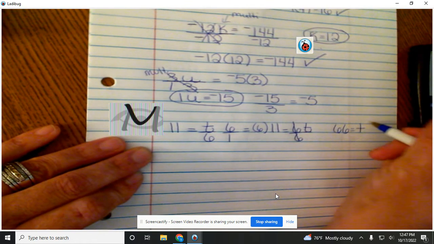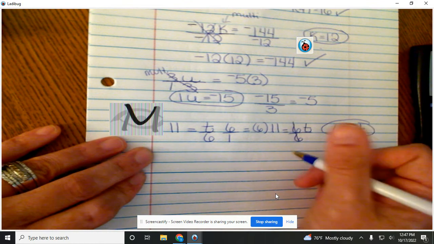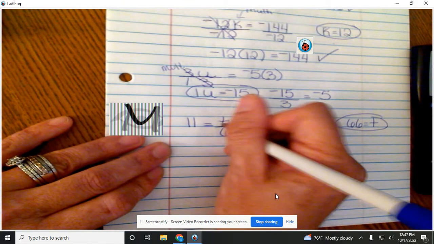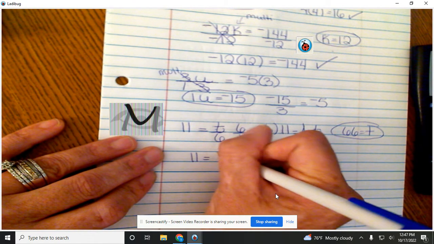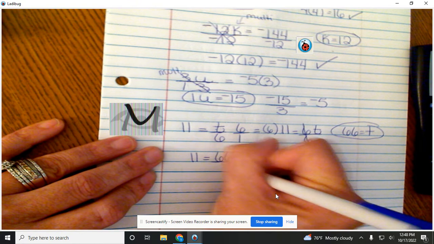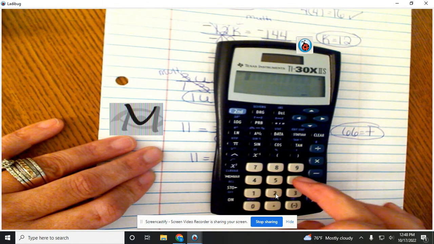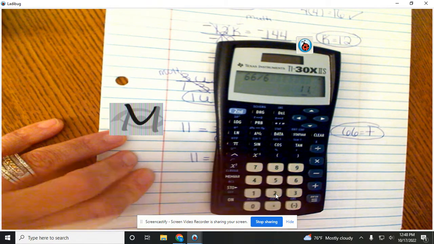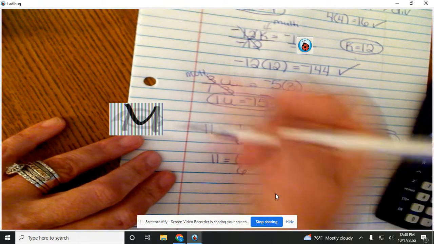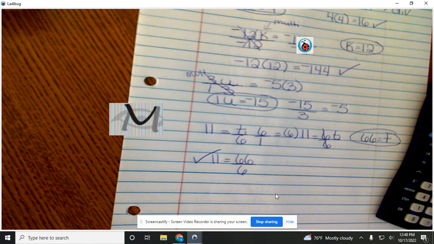To double check your work, to make sure you did it correctly, if this was a true statement, you're going to input 66 over here for t. So 11 equals 66 divided by 6. If you were to go back here and put 66 divided by 6, it will give you 11. So this is correct. And this right here is one-step equations.